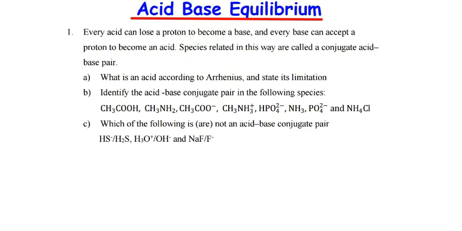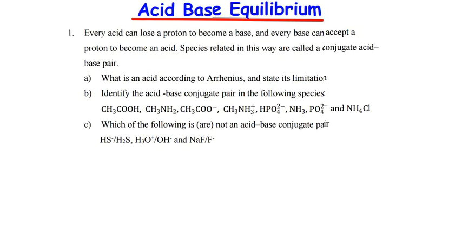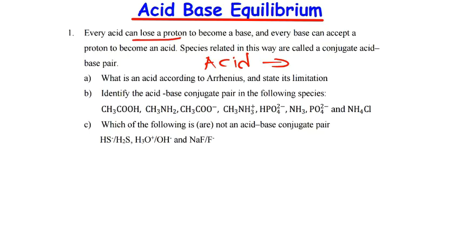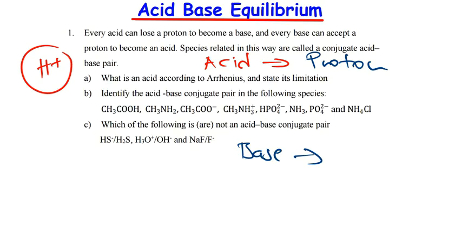Okay, let's get started. Every acid can lose a proton to become a base, and every base can accept a proton to become an acid. Species related in this way are called conjugate acid-base pairs. So we can define an acid to be what? You've seen that an acid can lose a proton to become a base. So an acid is a proton donor, according to Bronsted-Lowry. And a base, on the other hand, can be defined in that same context as something that is able to accept what? A proton. As we talk about a proton under acid-base equilibrium, think of it as the hydrogen ion. That's what is representing a proton.